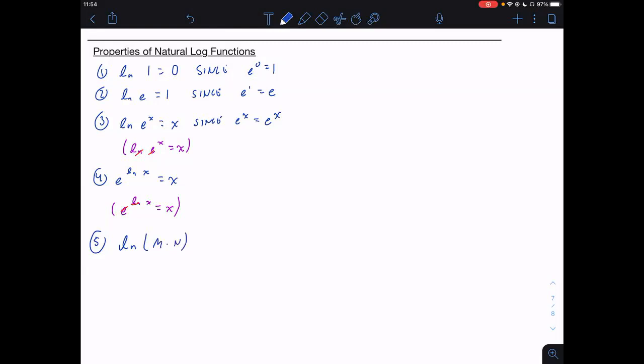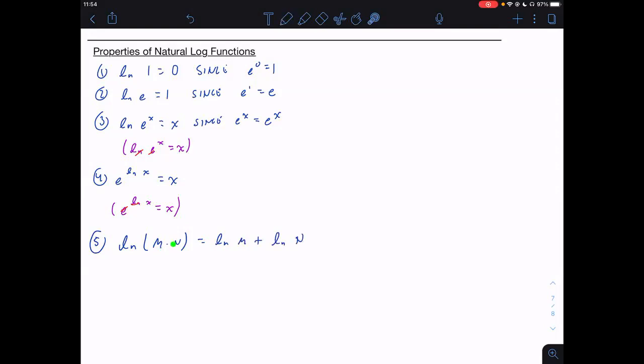Suppose we're multiplying two numbers by one another within the same log expression. Well, again, what does log represent? Log represents powers. So here we're multiplying two values, two powers. What do we do with the exponents when we multiply powers with the same base? We add them together. So the natural log of m times n is going to equal the natural log of m plus the natural log of n.